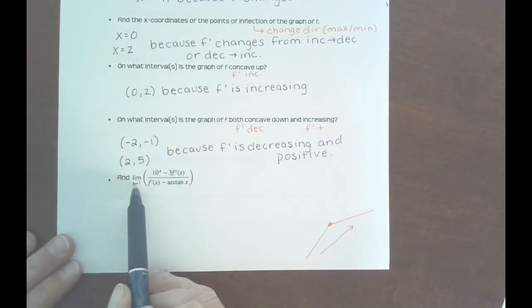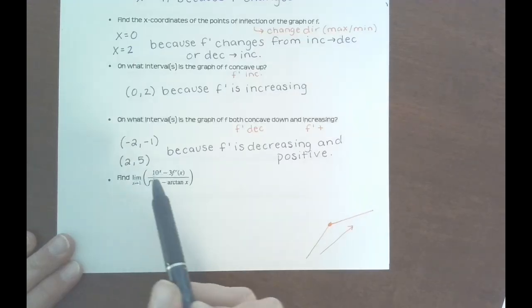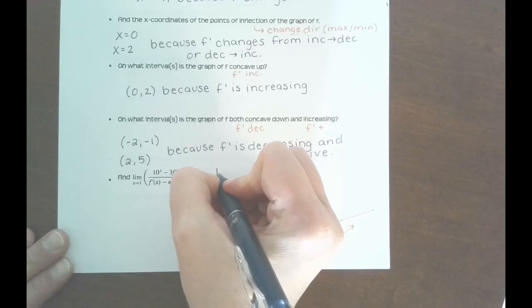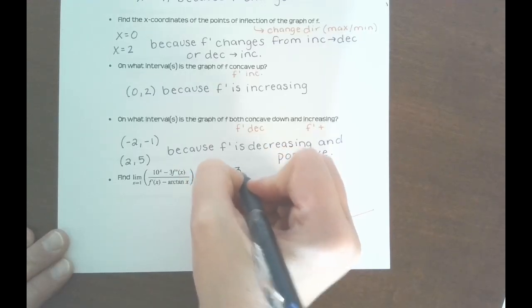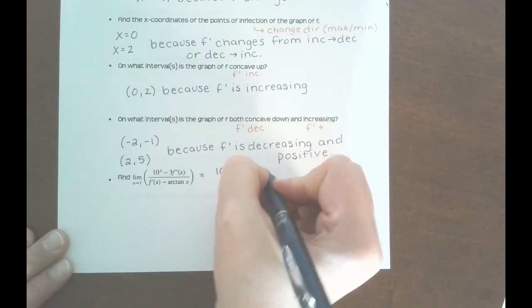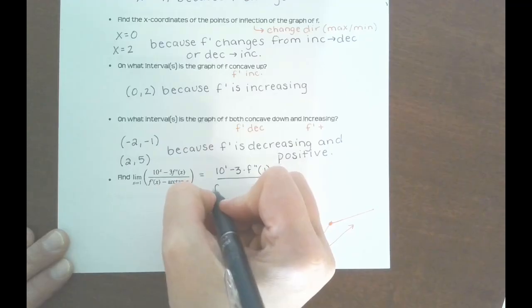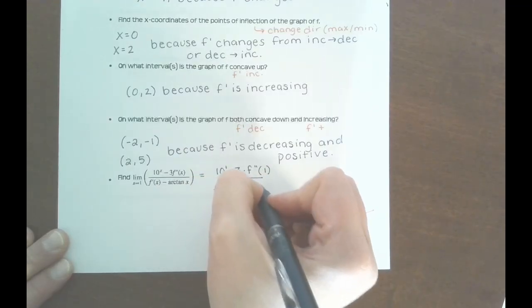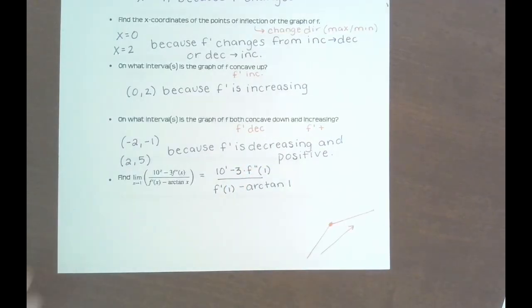First, do we know how limits work? Well, the easiest way to work with limits is just to plug the number in, right? So I would say that this is really equal to 10 to the first power minus 3 times f double prime of 1 over f prime of 1 minus arctan of 1. Okay, that's all we're doing. We're just plugging the 1 in there.